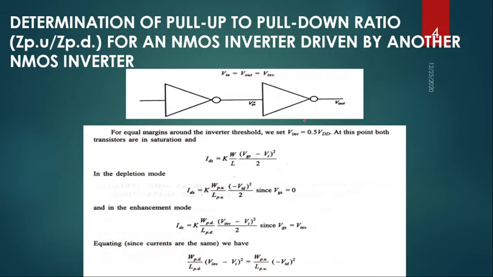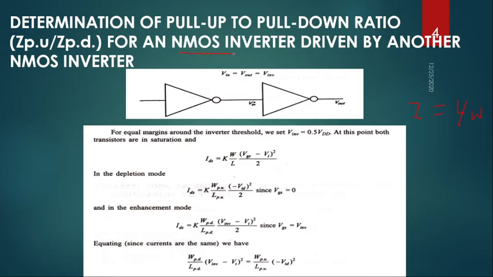So in this video, the derivation is about determination of the pull up to pull down ratio. Pull up to pull down ratio is written as ZPU upon ZPD, where Z is actually kind of a resistance value and it is equal to L upon W.